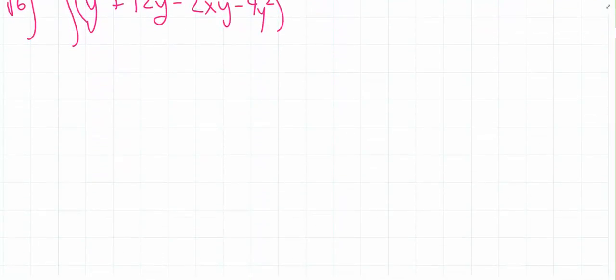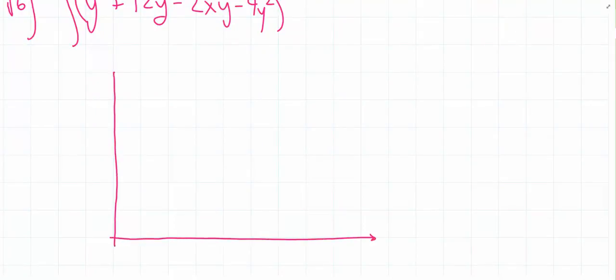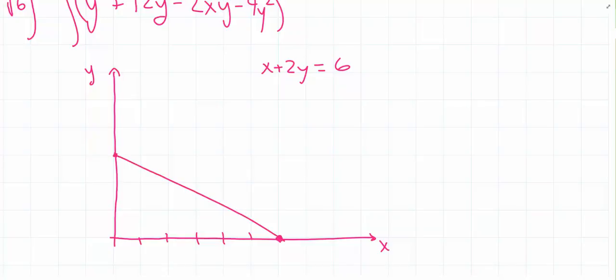Okay, so let's look at that. Okay, so here I go. Down here, here's x, and here's y. x plus 2y equals 6. So when y is 0, x is 6. Right there, 1, 2, 3, 4, 5. And then when x is 0, y is 3. So on the xy plane, we're integrating on this little triangle here.